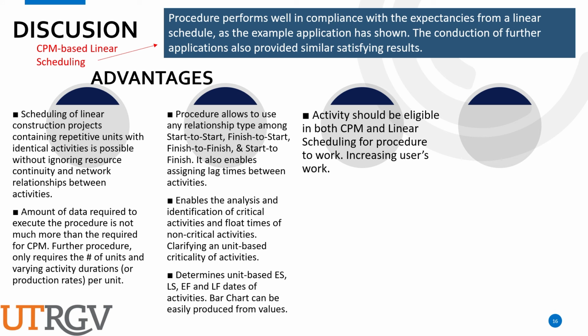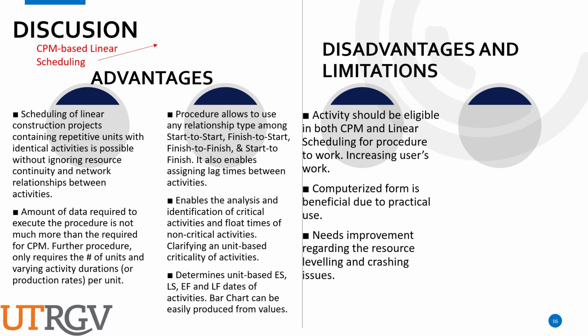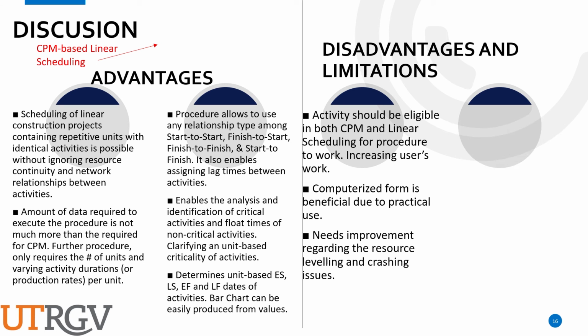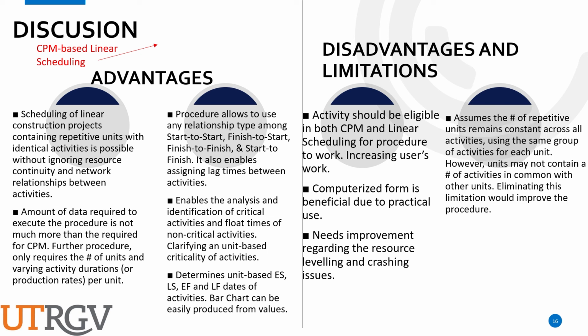And you can also use the bar charts. I mean, you can do it with these values, and you can also do the percentages with these values pretty easily, which I'm going to explain later. The disadvantage, however, is that the activity should be eligible in both CPM and linear scheduling for both procedures to work. So if it isn't good for CPM, it doesn't work. The computerized form is beneficial due to practical use. It needs improvement in regards to resource leveling and caching issues.